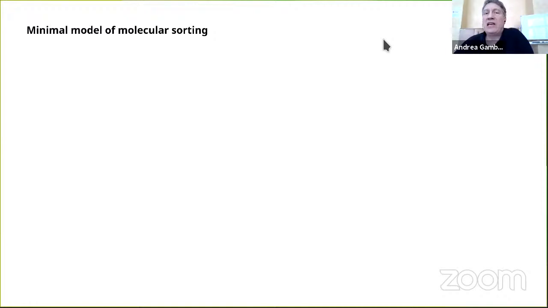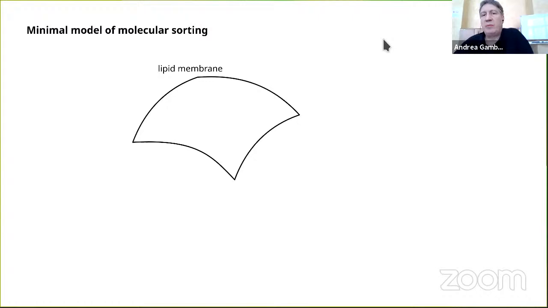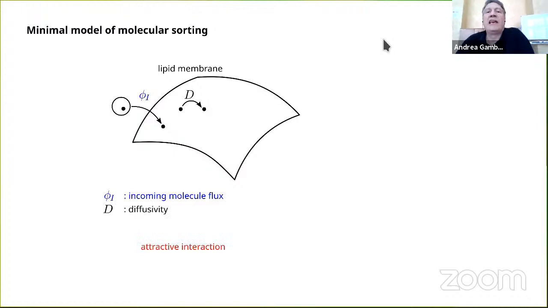And in this model, we have simply a lipid membrane, and then we have proteins, molecules being inserted into the membrane by some random process, and there will be some flux phi of these molecules into the system, and the molecules are going to diffuse around on the membrane, and there will be some attractive interaction, and due to this attractive interaction the molecules are going to form domains, and these domains will grow.